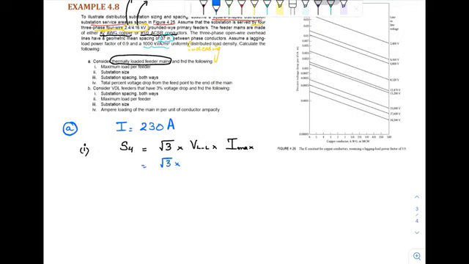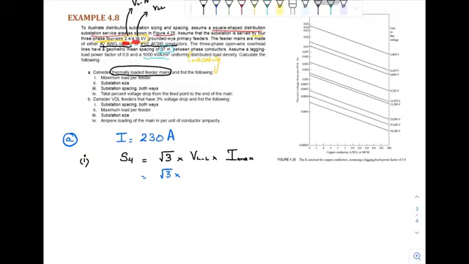Now you can see over here, this voltage is line to neutral and this is line to line voltage. So we are supposed to use line to line voltage. Therefore this will be 4.16 kilovolt and the current is 230 amperes, and this result will be in kVA as the voltage is in kilovolts. This is the load served by one feeder. In the second part, we need to determine the substation size.